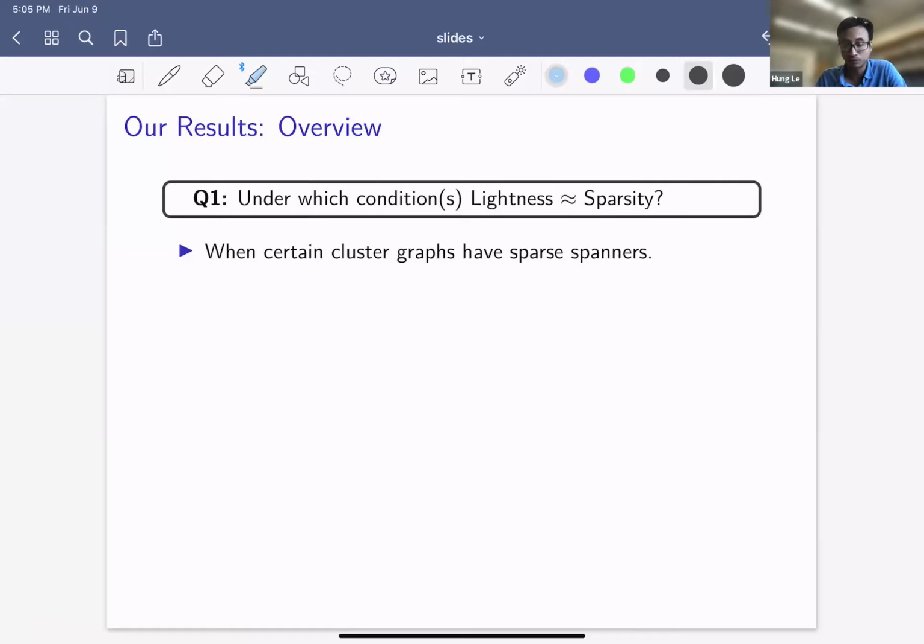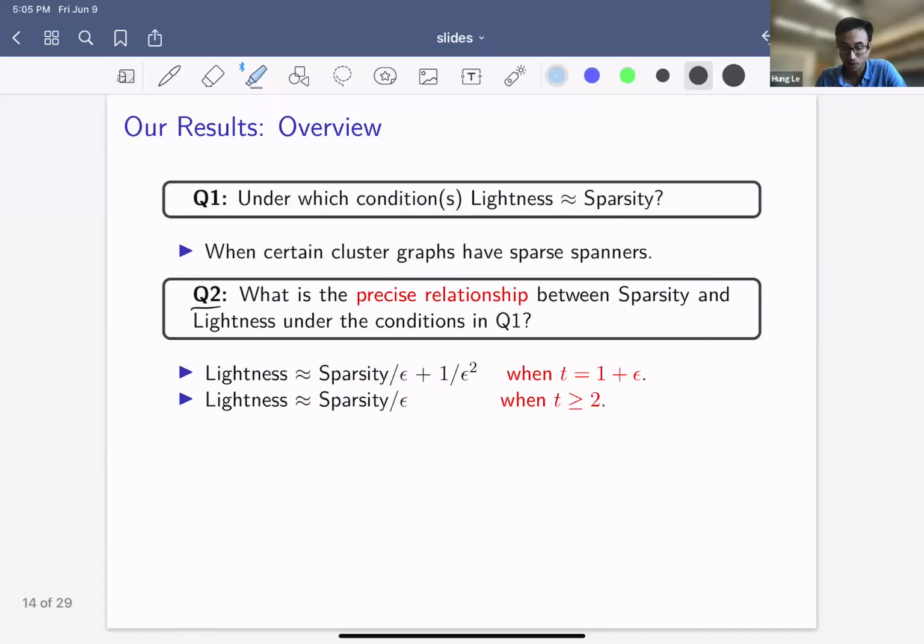And here's a collection of our results regarding these questions. The first question: under which condition is lightness approximately sparsity? We discover that when a certain cluster graph has a sparse spanner, then we can construct a light spanner. We will talk in more detail about this later. The second question: what is the precise relationship between sparsity and lightness? We determine that lightness is approximately sparsity over epsilon plus 1 over epsilon squared when the stretch is 1 plus epsilon. So we have an extra 1 over epsilon squared term, and we can also show that this is the best possible.